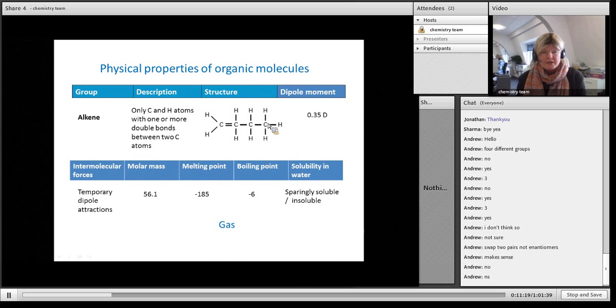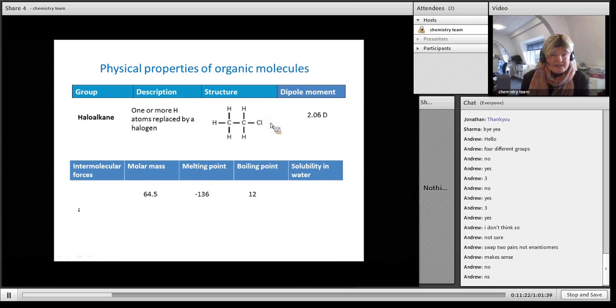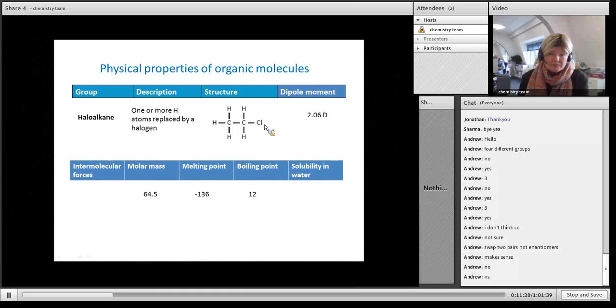Okay, hello alkanes. Can you see the dipole is getting much bigger now because of that electronegative chlorine, so it's changing the polarity of the molecule.